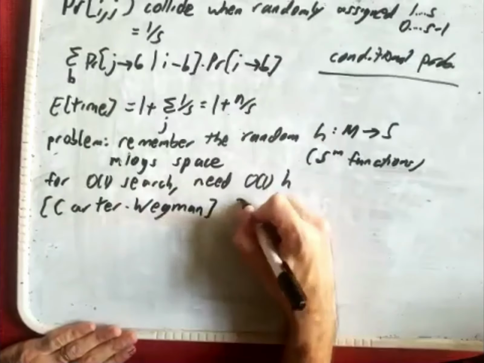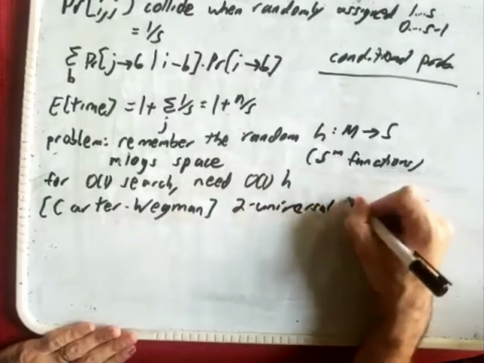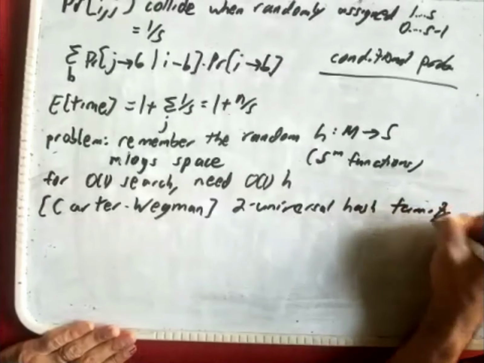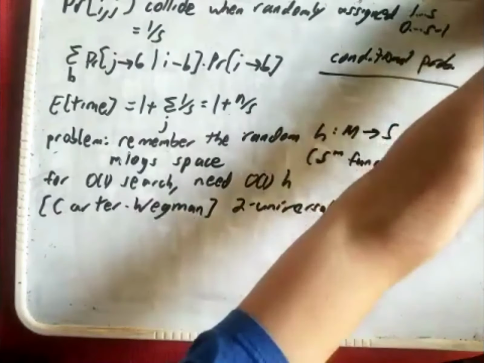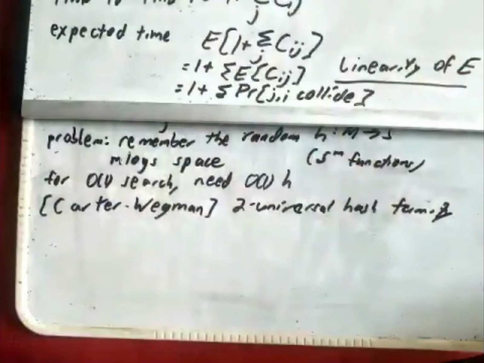Who define this idea of what they call two universal hash families. So why did we think that a random function was a good idea? Well, a random function was nice because it let us do this very simple analysis of the expected number of collisions, right? And show that it was small.